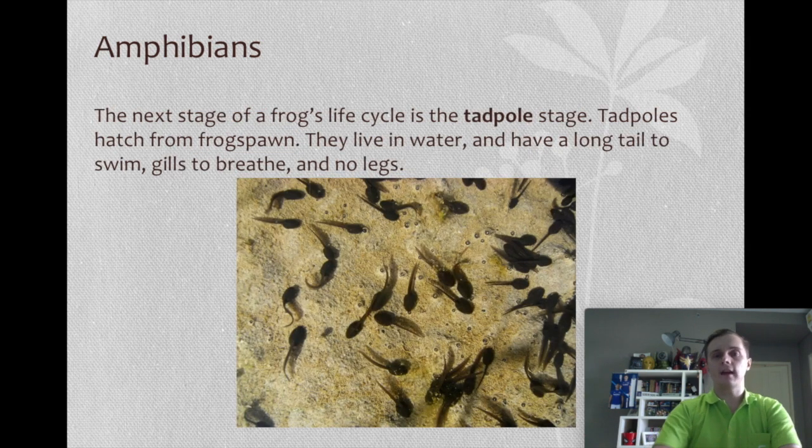Now the next stage of a frog's life cycle is the tadpole stage. Tadpoles almost look a bit like fish. They hatch from the frog spawn and they live in the same water. So tadpoles have a long tail to help them swim. They have gills to breathe like a fish, and tadpoles do not have any legs.